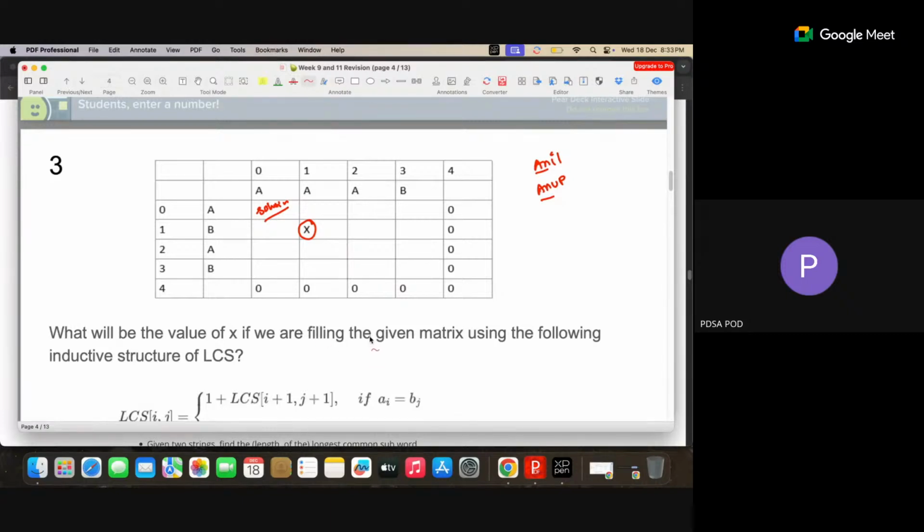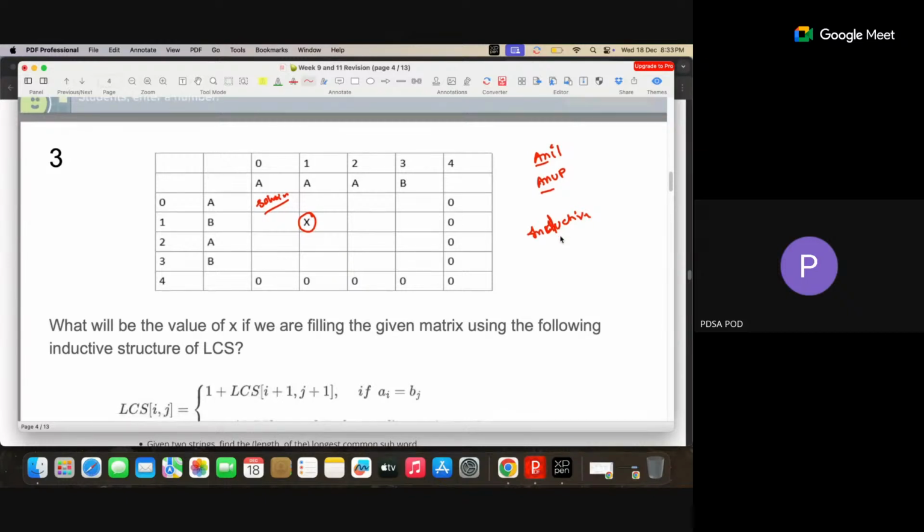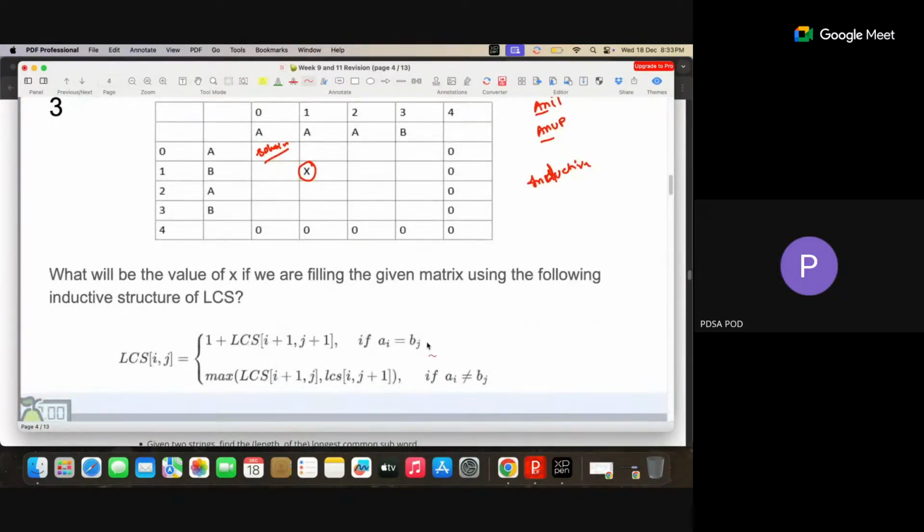But remember, this kind of question definitely requires an inductive structure. When we give this kind of question, in the note we'll also give the inductive structure, because we don't ask students to remember it. It is a simple standard formula. We will definitely say in the note, please use the following inductive structure.